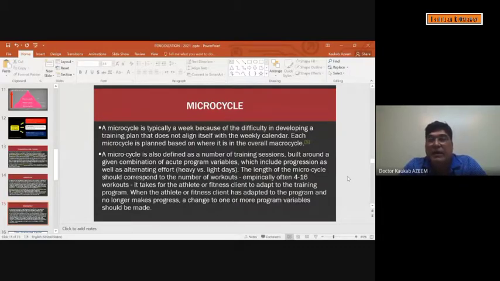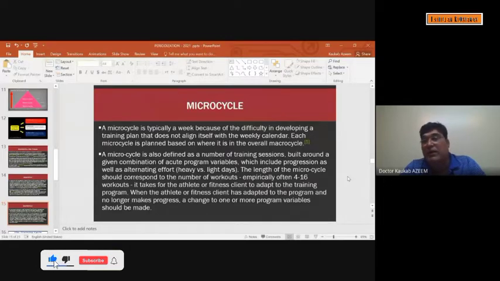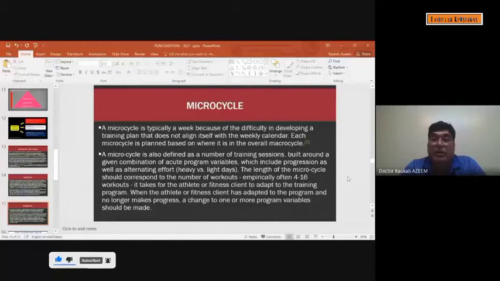A microcycle is typically a week because of the difficulty in developing a training plan that does not align itself with the weekly calendar. Each microcycle is planned based on where it is in the overall macrocycle. The microcycle is also defined as a number of training sessions built around a given combination of acute program variables, which includes progression as well as altering effort, heavy weights, light weights. The length of the microcycle should correspond to the number of workouts, empirically often 4 to 16 workouts, it takes for the athlete or fitness client to adapt to the training program. When the athlete or fitness client has adapted to the program and no longer makes progress, a change to one or more program variables should be made.